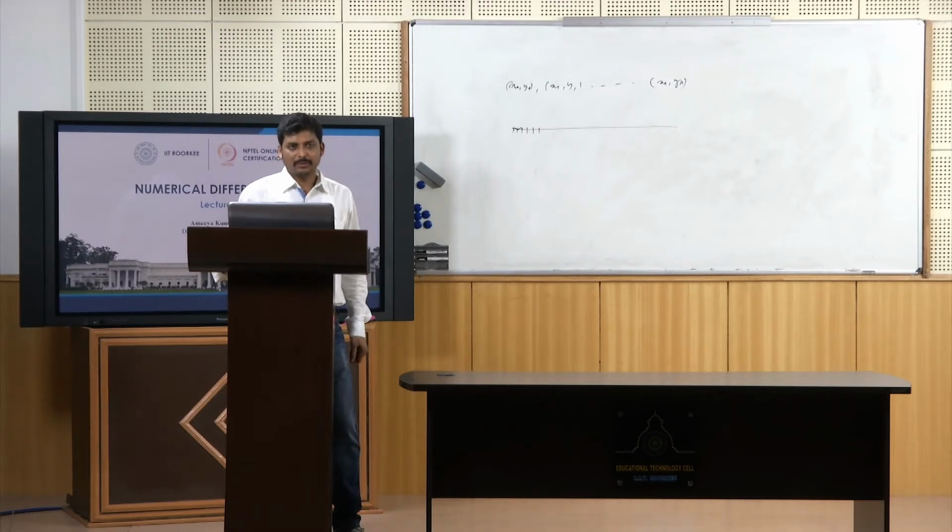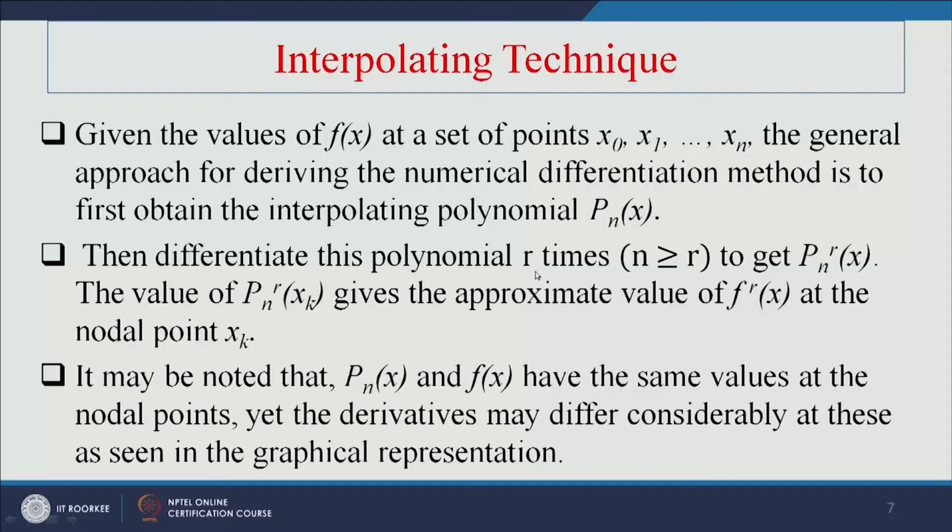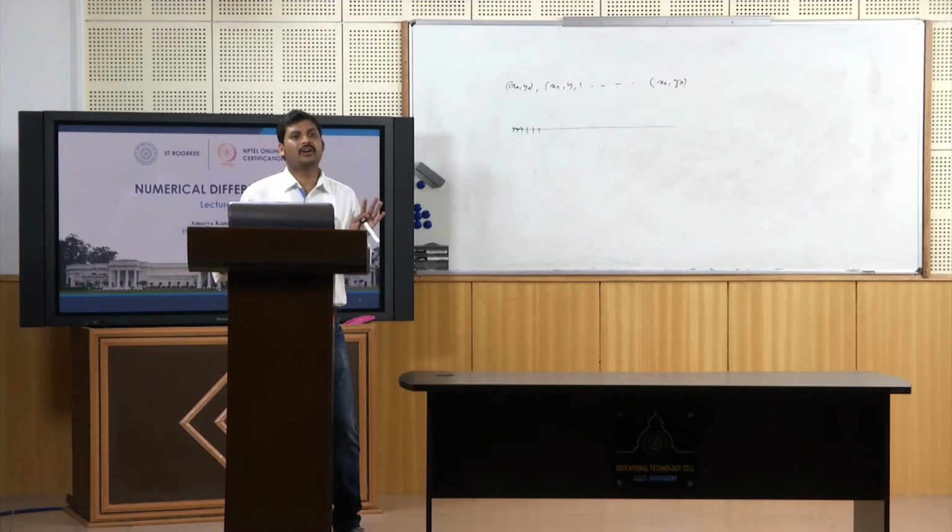This means f of x is approximated with a polynomial p of x of degree n. Then we can write this differentiation of p n of x with respect to x, of order r, as p n superscript r of x. So at a particular point we can write this polynomial differentiation of order r as p n r of x k, where this differentiation is evaluated at the point x equals x k, of order r.